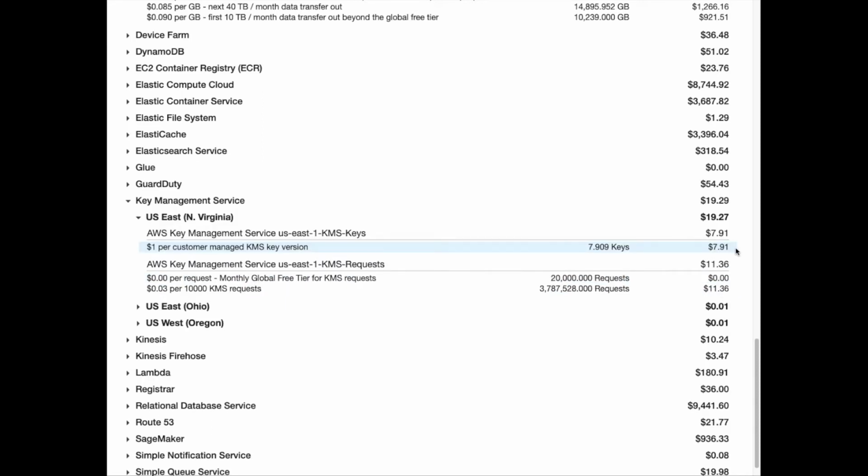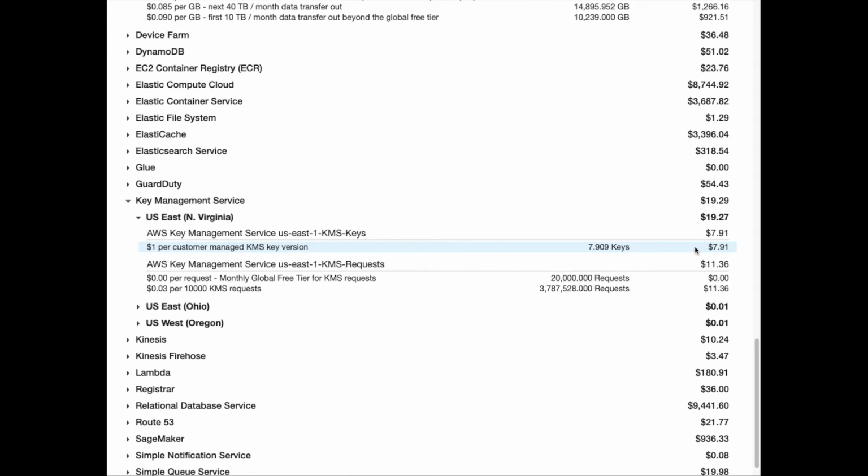The Key Management Service is kind of an interesting one. You get charged $1 per managed KMS key, so the billing is straightforward there. That can start to add up quickly though if you have a large number of keys. Again, it's a small portion of your overall AWS bill, but it's a good idea to keep tabs on it just to understand how many keys you are managing and make sure that that's in line with your expectations.